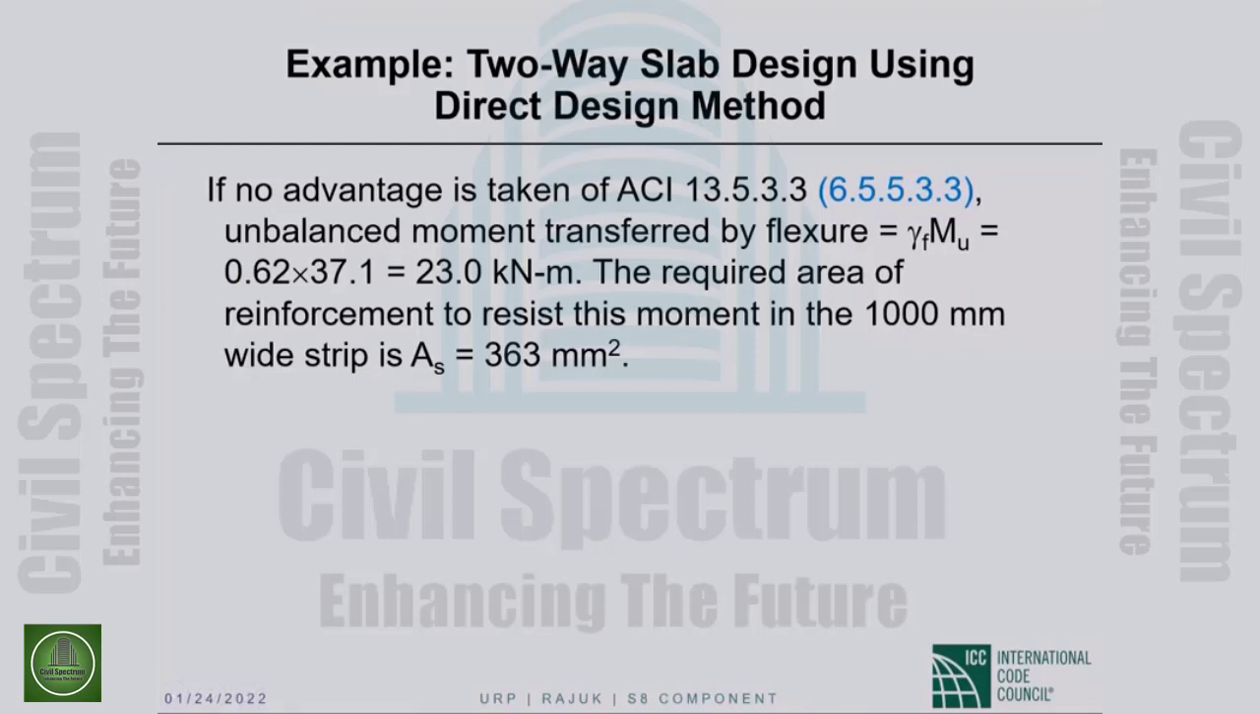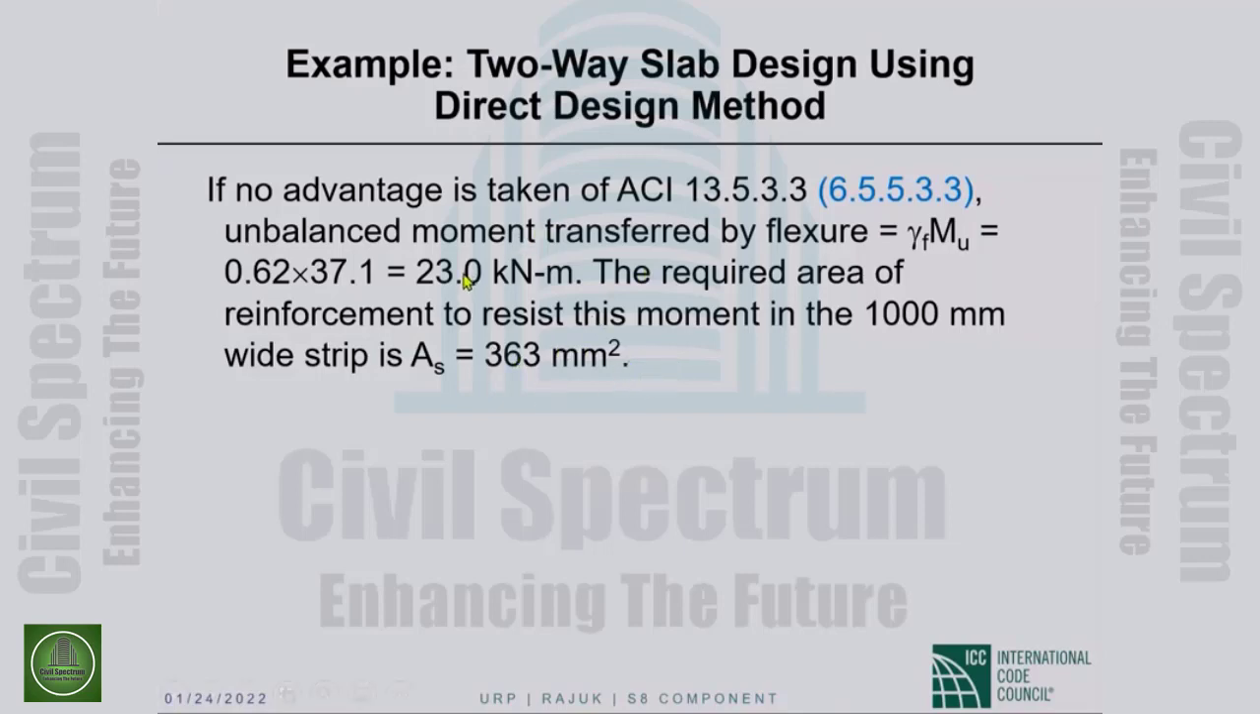The 1000, remember, is the column dimension, 400, plus 1.5 times the slab thickness on either side. So 400 plus, the slab thickness is 200, 1.5 times that is 300. So 400 plus 300 on one side and 300 on the other side gives you 1000 millimeters. 1 meter is the width of the moment transfer band. Okay. So the required area of reinforcement to resist this moment in the 1000 millimeter wide strip is 363 square millimeters. You can calculate that pretty easily.